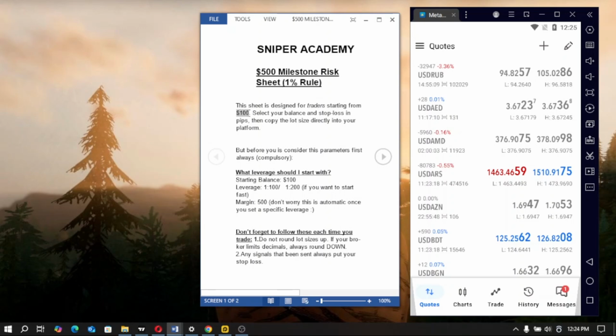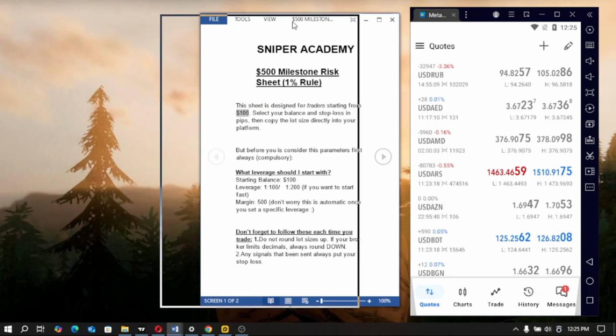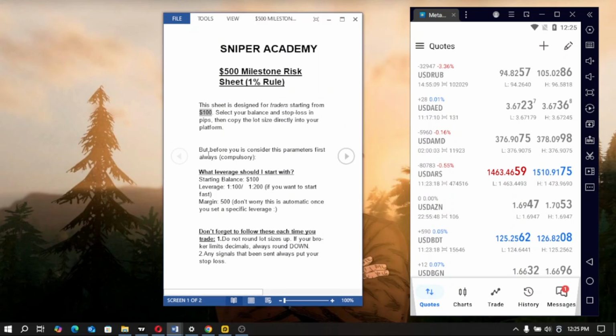Now, again, it's saying $100, meaning that this scale sheet is only designed for people who have $100 to start with, right? But before you consider these parameters, first always read the rules. And the rules: your starting balance should be $100. That's the first one. We have already covered it.